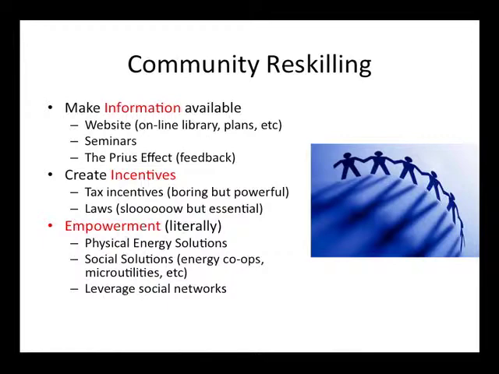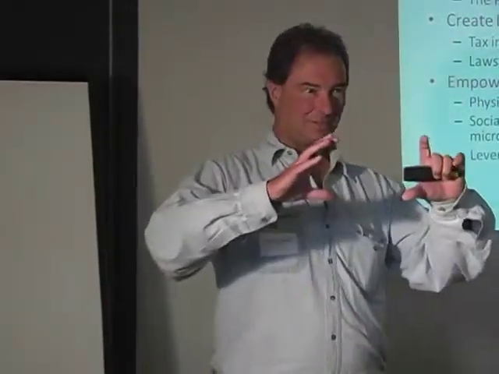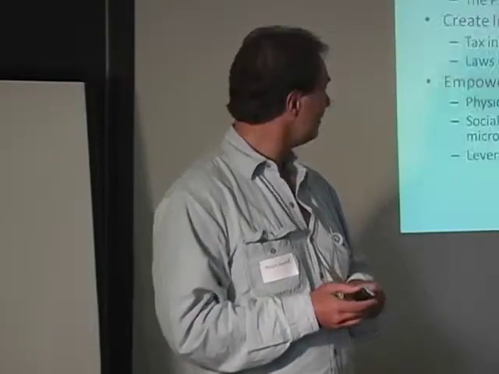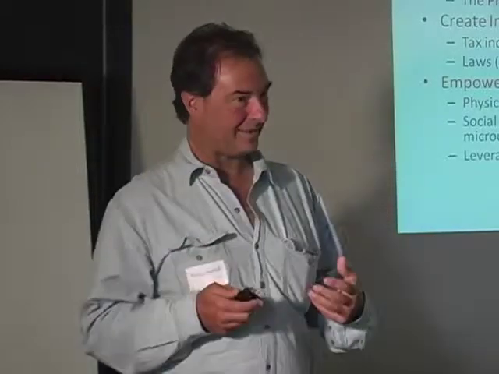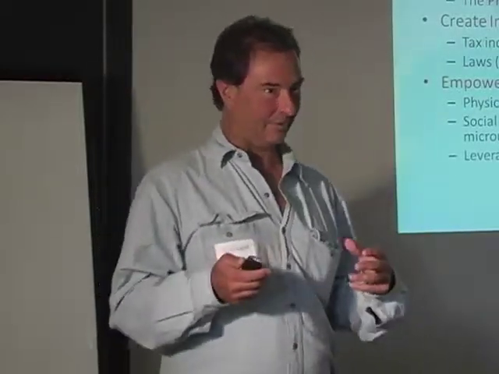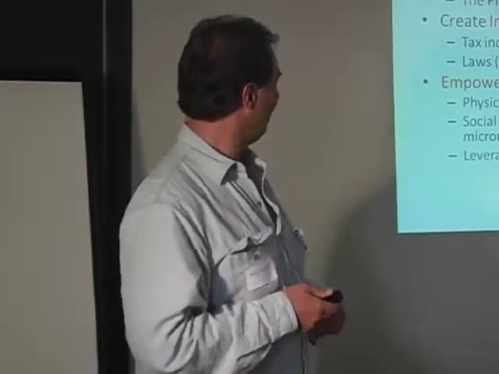So what we face is community reskilling, and Ali mentioned some of this too. In fact, a better list of resources than I've got, that we need to make information available with websites, online library, plans, etc., for things that you can do, seminars. And then there's the Prius effect. There's a phenomenon among Prius drivers that they have a little control panel that says how much energy they're using and how much energy they've used. And people view it as a little video game. They say, well, how much can I get to work using a little bit less energy this time? And then they start posting these things on blogs and such. And so getting the social effect can be enormously powerful, not just for bragging rights, but also for learning new ways of doing things. It's like cooks sharing recipes.